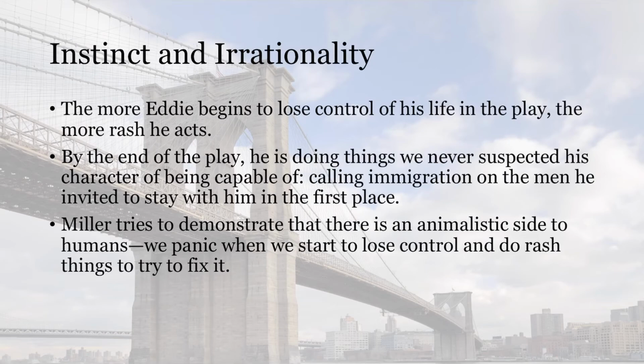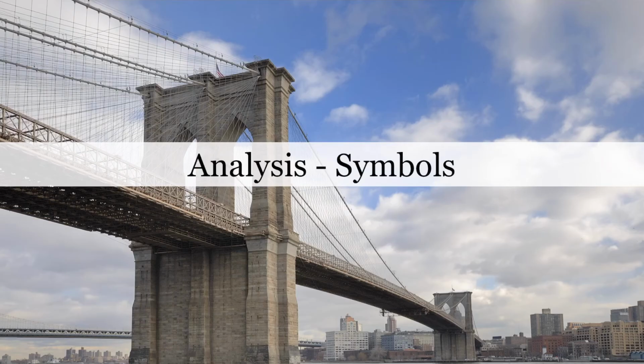Another interesting theme is the theme of instinct and irrationality. So the more Eddie begins to lose control of his life in the play, the more rash he acts. By the end of the play, he's doing things we never suspected his character of being capable of. He calls immigration on the men he invited to stay with him in the first place. And Miller is trying to demonstrate that there is an animalistic side to humans. We panic when we start to lose control and do rash things to try and fix it.